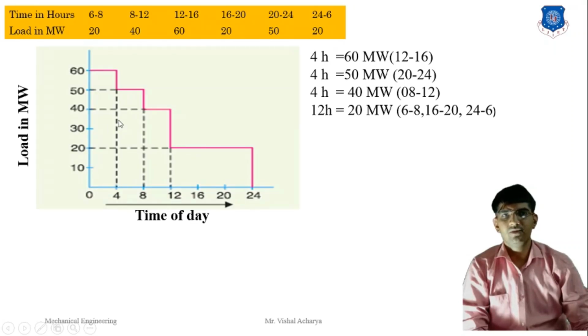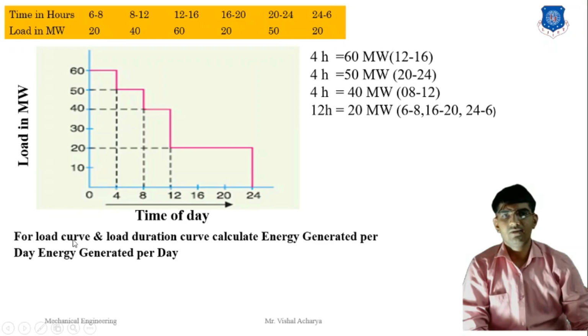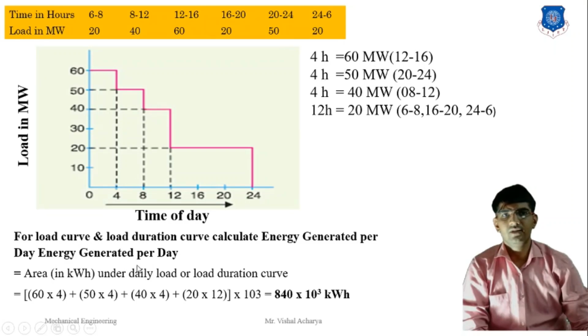Here we find the total energy generation for the load curve and load duration curve. Calculate the energy generated per day. Energy is equal to the area under the daily load curve or load duration curve. So, 60 cross 4, plus 50 cross 4, plus 40 cross 4, plus 20 cross 12, into 10 raised to 3 for kilo. So our answer is 840 cross 10 raised to 3 kilowatt hour.